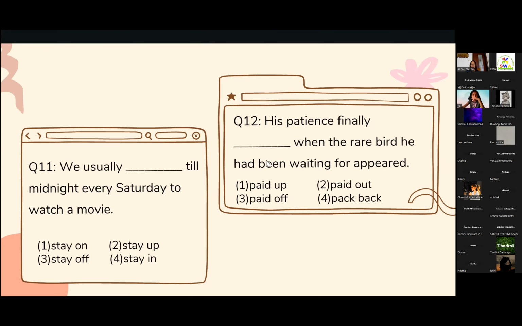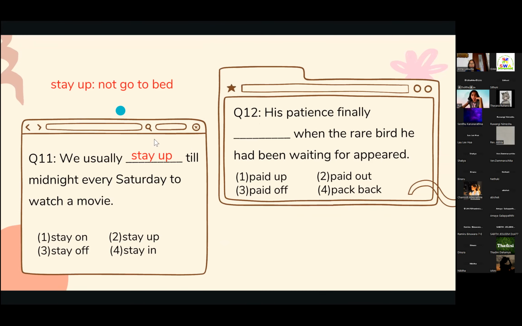Okay, I'm seeing a lot of different answers for this question, but the correct answer is stay up. So stay up means to not go to bed. That's why they stay up till midnight. They're staying past their bedtime to watch the movie.